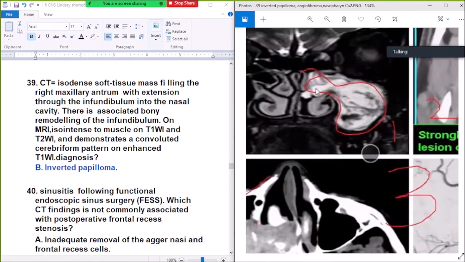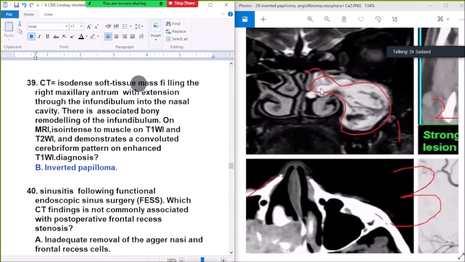The inverted papilloma. This also shows flow voids. CT scan shows isodense soft tissue mass in the right maxillary sinus with extension to the infundibulum and into the nasal cavity, with bony remodeling and remodeling of the infundibulum. On MRI, adjacent to muscle on T1 and T2W, it demonstrates a convoluted cerebriform pattern. This shape is called the cerebriform pattern. On enhanced T1W, diagnosis: inverted papilloma.